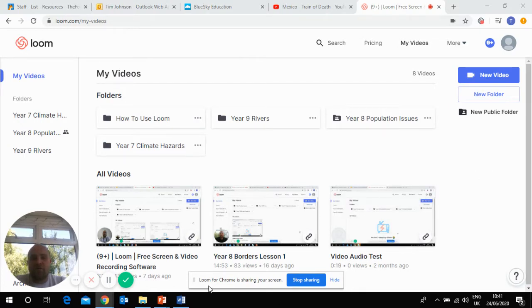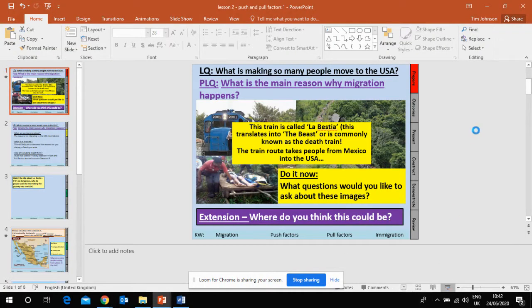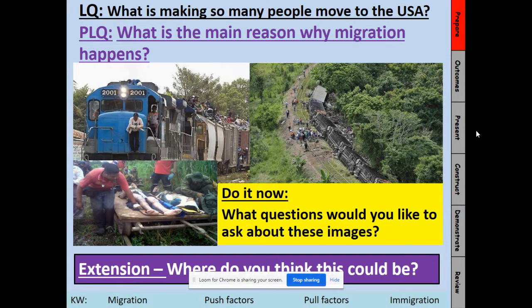So I'll talk you through the lesson, what we've got on here. Firstly, I'll talk through the do it now that you've got to look at. We have three images. Think about what sort of questions you'd like to ask about these images. Just think amongst yourselves. Feel free to pause and have a think about that.